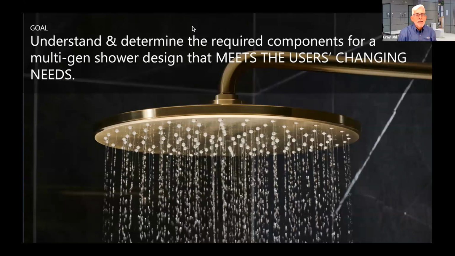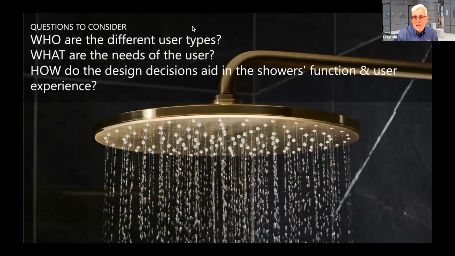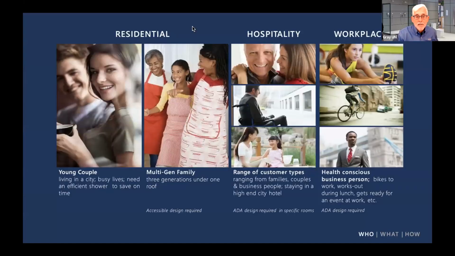So we need to understand and determine the required components for changing generations, but really also users' needs as they grow. We're going to talk about who the different users are, what their needs are, and how we make design decisions to meet them. So I'm going to talk about some different groups here. Zach talked about this.